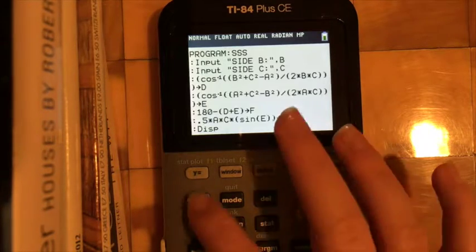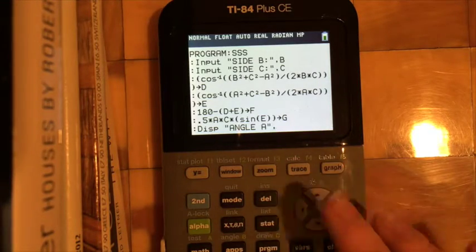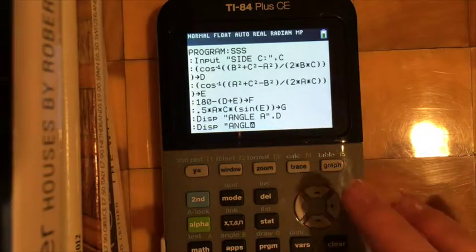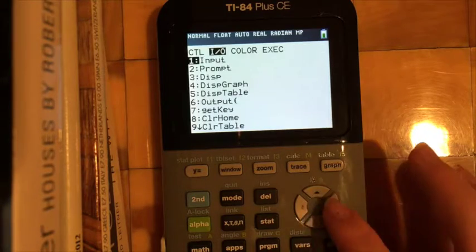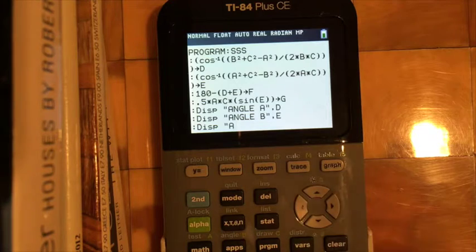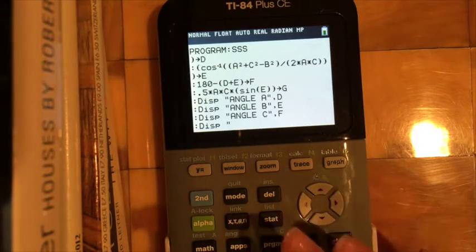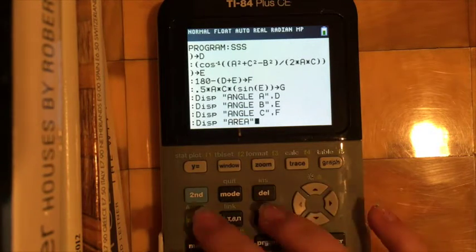The last step of the SSS calculator program is to display all of the answers for the calculations done. In order to do this, I pressed my program button and once again scrolled to the I/O section and scrolled down to the display option. I then, in quotations, wrote what the program solved, which for the SSS case was angle A, angle B, angle C, and the area of the triangle. After each quotation, I made sure to use a comma and write the corresponding letter I stored each answer as.